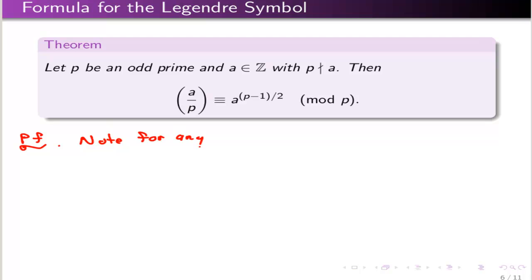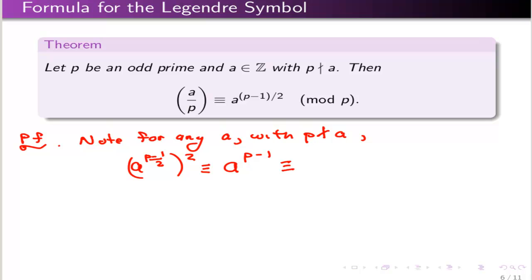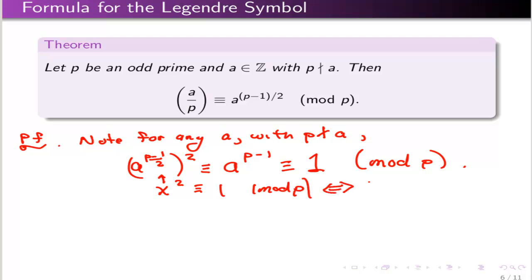for any a with p not dividing a, if you take a to the (p-1)/2 power and you square that, that would be a to the p-1. And what does a to the p-1 equal? Well, by Fermat's little theorem, this is congruent to 1 mod p. And so we have something squared, let's call this x right here, congruent to 1 mod p, which of course is equivalent to saying that x is plus or minus 1. We saw this before.